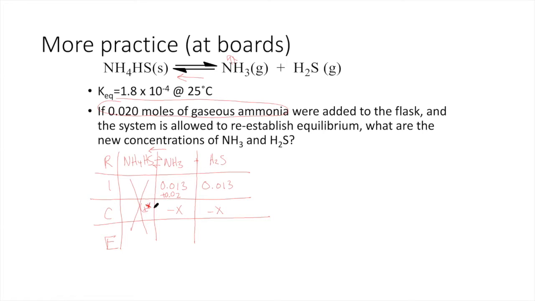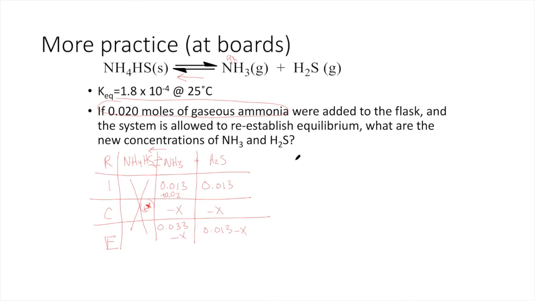But again, that's not going to become involved in my calculations, just for bookkeeping purposes. If I lose some of these two guys, they become this solid, and so I want to account for that. Then once again, I just bring my columns down. So 0.013 plus 0.02 is 0.033 minus X, and this is 0.013 minus X.